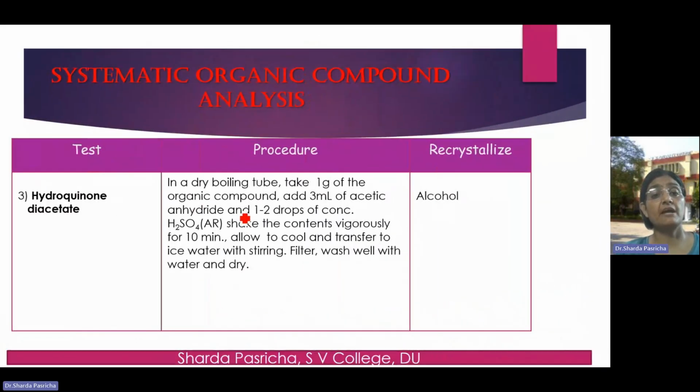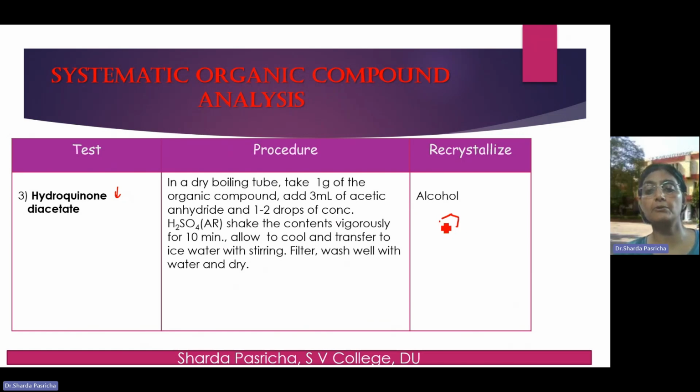Now there is a special derivative that you can prepare for hydroquinone. The benzoates cannot be easily crystallized, so we prepare hydroquinone diacetate. In a dry boiling tube, take 1 gram of the organic compound, add 3 ml of acetic anhydride to it, and then 1 to 2 drops of concentrated sulfuric acid AR. Shake the contents vigorously for about 10 minutes. Allow to cool and then transfer to ice water with stirring. Immediately you will get colorless crystals. Filter them, wash with water, dry, and recrystallize from alcohol.